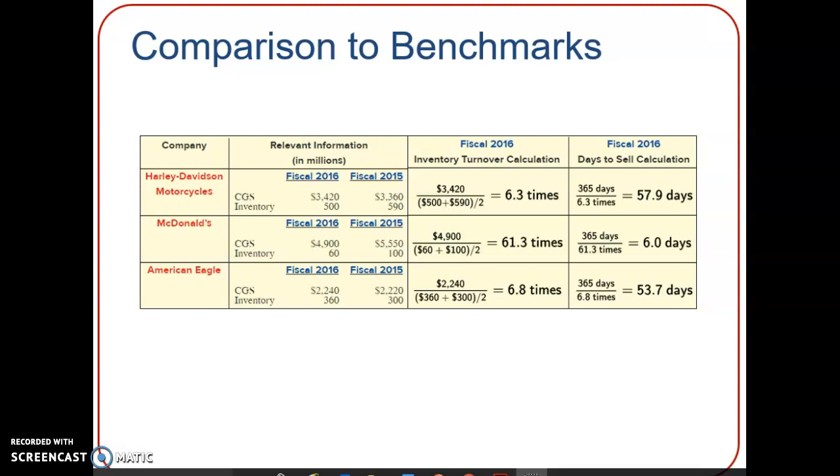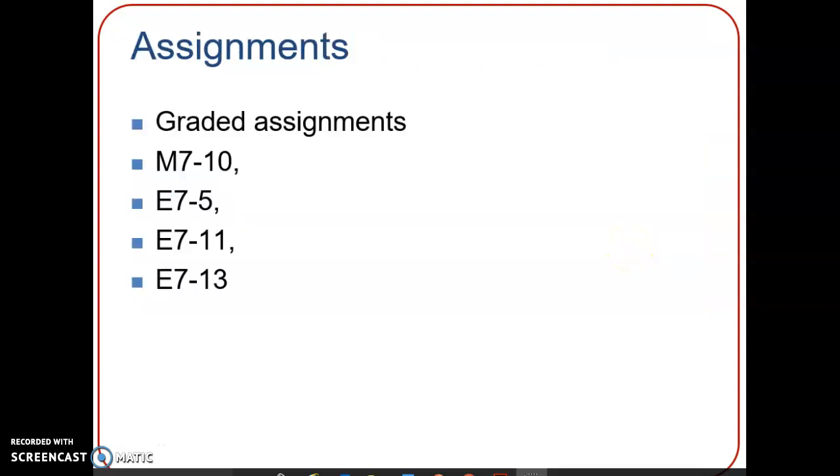On the other hand, American Eagle, as an apparel manufacturer and retailer, is able to turn over its inventory roughly almost 7 times a year. So it takes about 54 days to clear its inventory. Harley-Davidson takes about 58 days to clear its inventory, and its inventory turnover is about 6.3 times per year. So finally, the assignments for Chapter 7 are listed here.